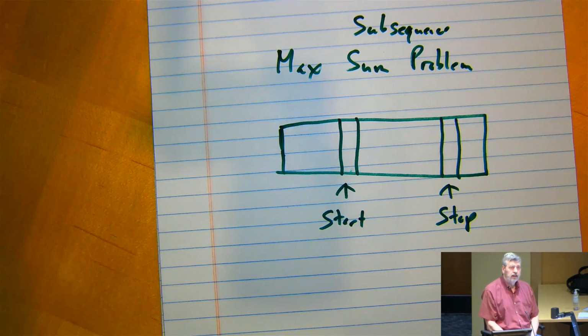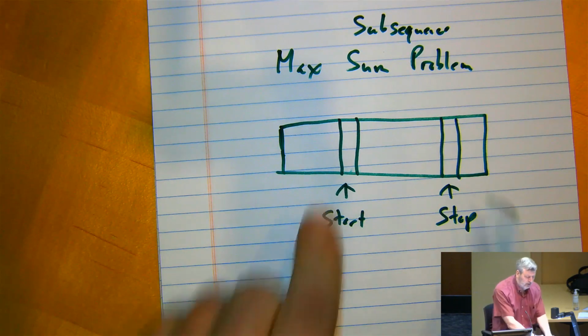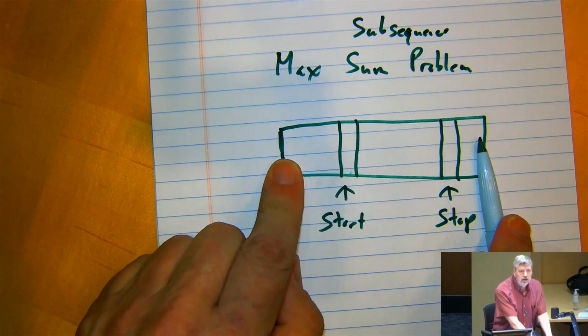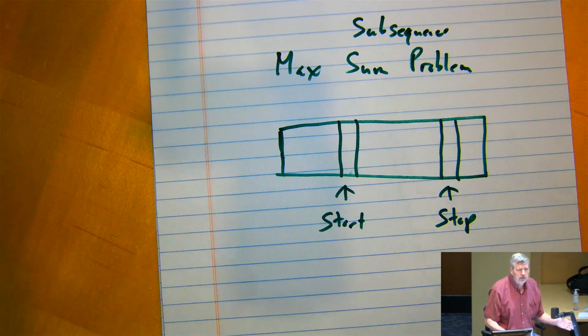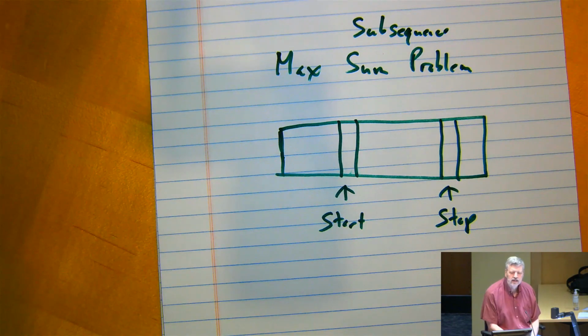If you were in an interview and you said, well, that would just be the whole thing, you just put start at 0 and stop at the length minus 1, because you're always going to get a bigger sum if you add more things in, right? It's always bigger. I hope some of you are shaking your head and saying, no, that's not true. Why is that not true?